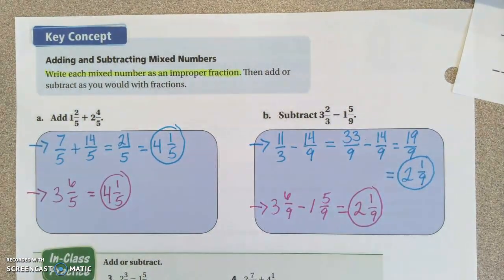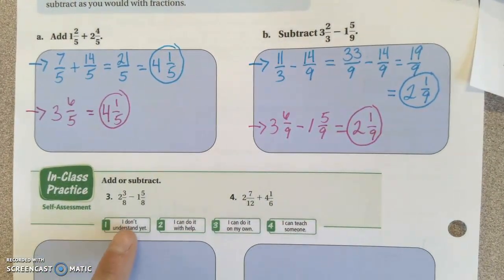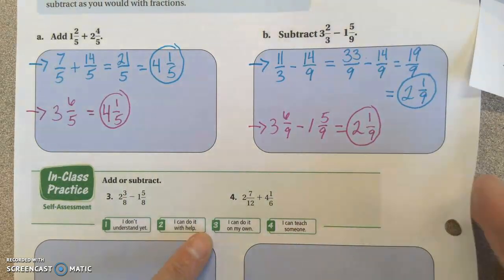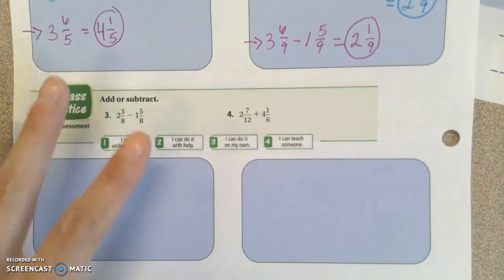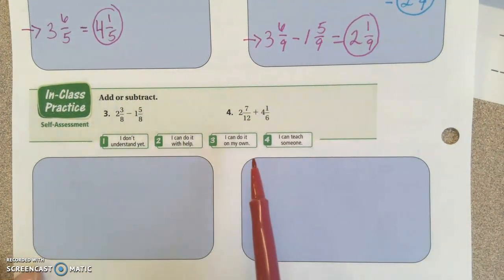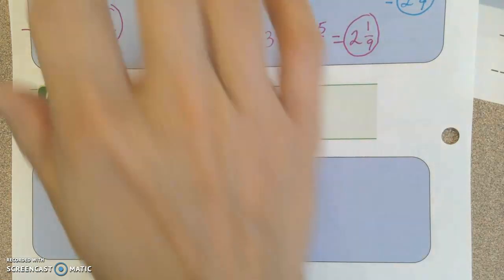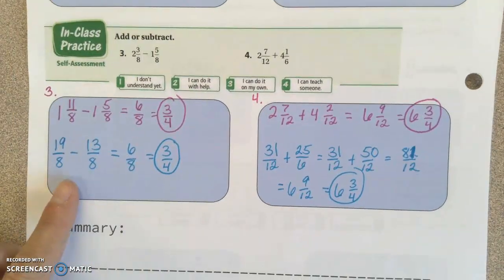2 1/9. Again, go ahead and pause your video, and you're going to do 3 and 4 down here at the bottom. You can choose either method. You can do both. You can do 1 on 3, 1 on 4. That's up to you. But go ahead and pause and try both of those, and then unpause to check your work.